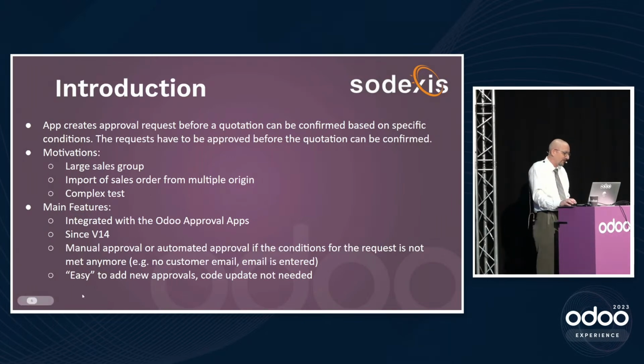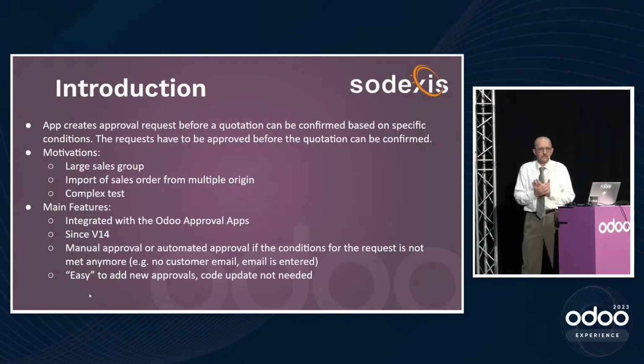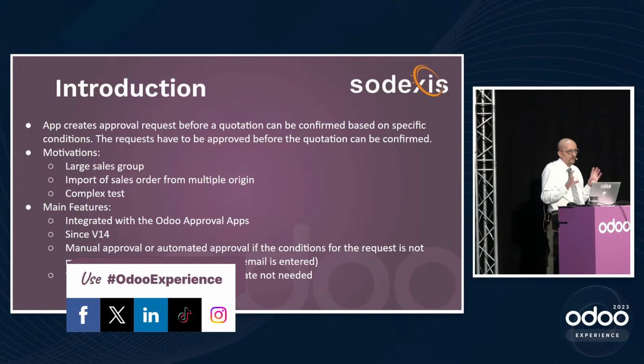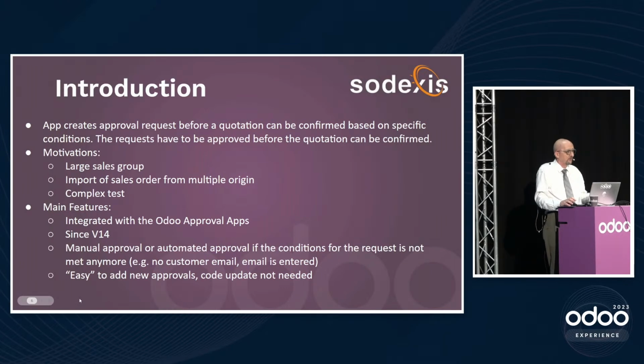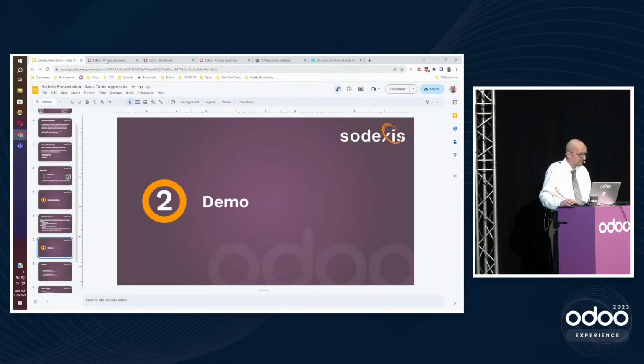And then I put "easy" in quotation marks. It's easy to add new approvals in the sense that you don't need to do a code update, okay? You still need to know what a server action is, and you still need to be able to code that server action, but you at least don't have to update the code in the production system. All right, so let me try to go to the demo.